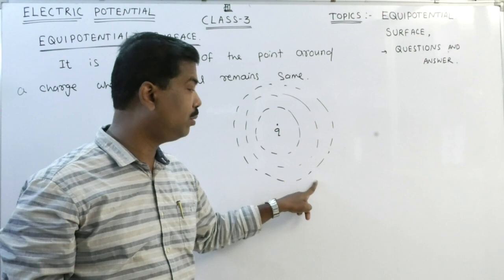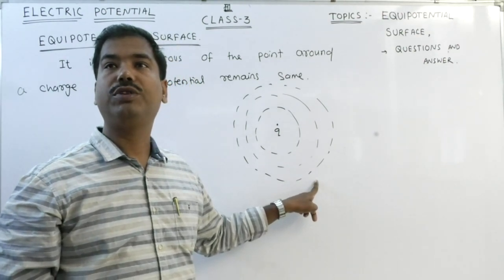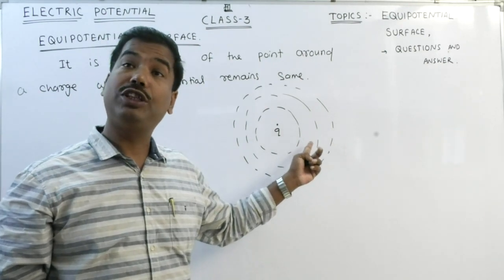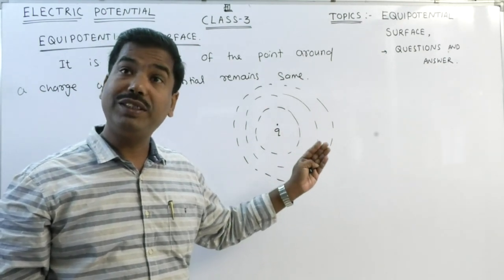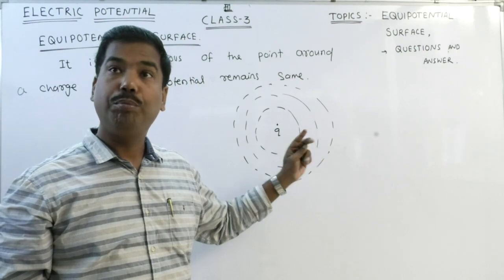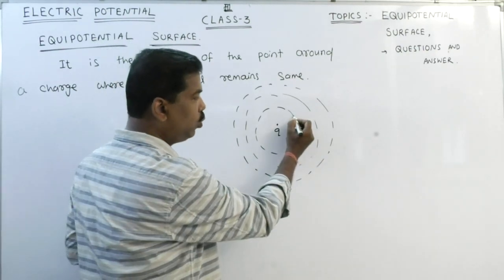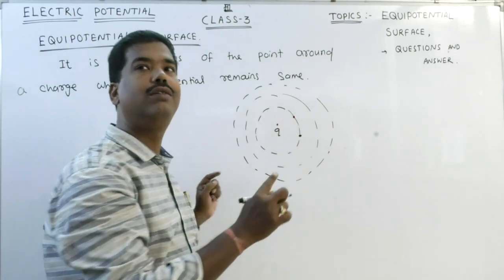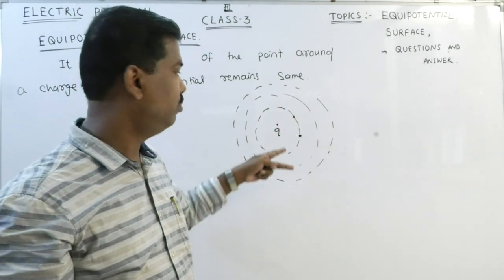It is also an equipotential surface. It means if there are two equipotential surfaces, some potential difference is there between the two equipotential surfaces, but the potential difference between two points on an equipotential surface is 0. Clear?